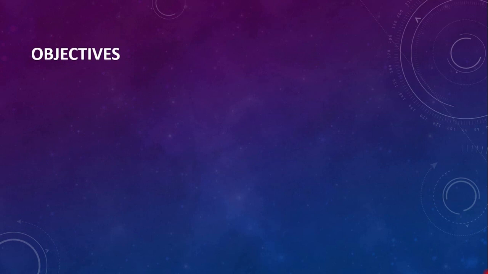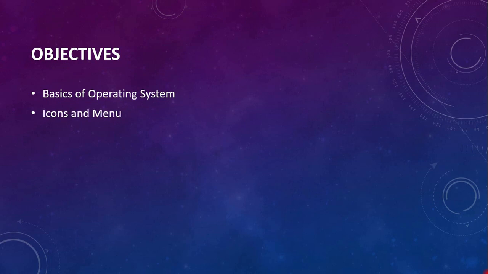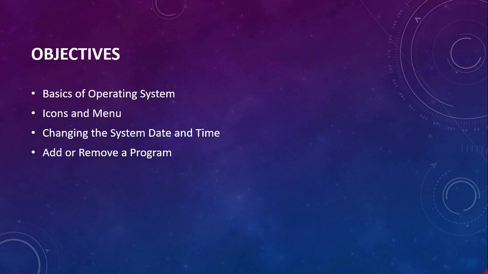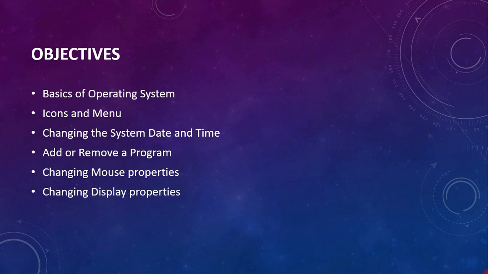So what are the objectives that we will be going to cover? First of all, we will be doing the basics of operating system, icons and menu, we will be changing the system date and time, as well as we will be adding or removing a specific program, and we will be making some minor changes with the mouse properties as well as with the display properties. So let's quickly start.